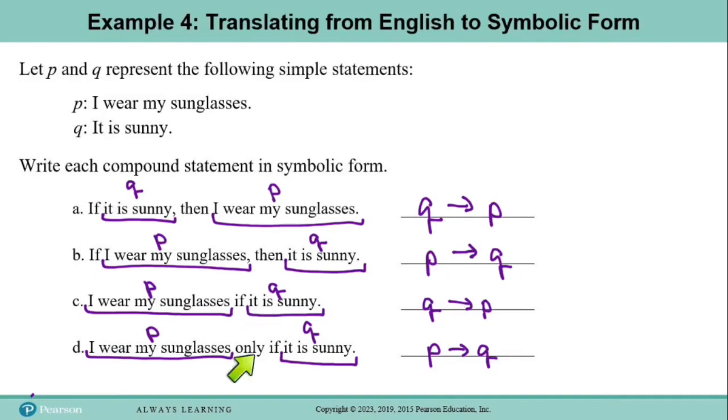So the "only" here limits us. So in part C, if you see me wearing my sunglasses, you can't automatically know that it's sunny, because something else could be going on. There could be another reason why I'm wearing my sunglasses. I will wear them whenever it's sunny, but I could also wear them other times. But in part D, I wear my sunglasses only if it's sunny. So in this case, if you see me wearing my sunglasses, then you can know for sure that it's sunny.